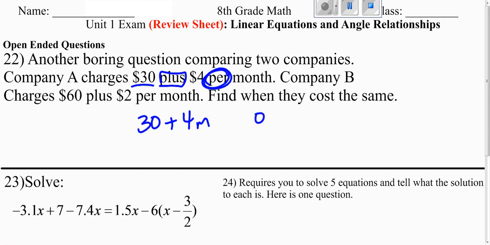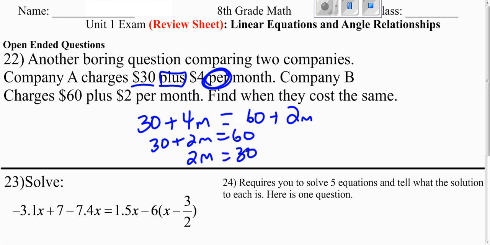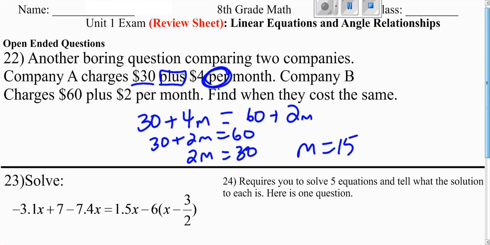Company B charges $60 plus $2 per month, so that's 2M. When will they cost the same? Set them equal. Minus 2M from both sides, so 30 plus 2M equals 60. Minus 30 from both sides, 2M equals 30. Divide both sides by 2, M equals 15.